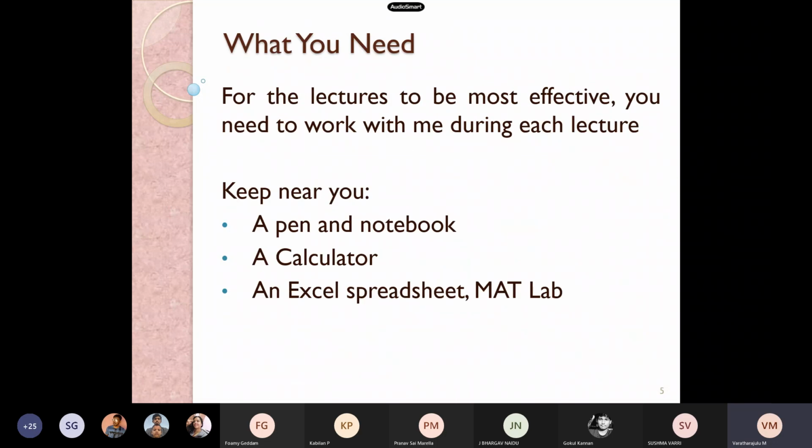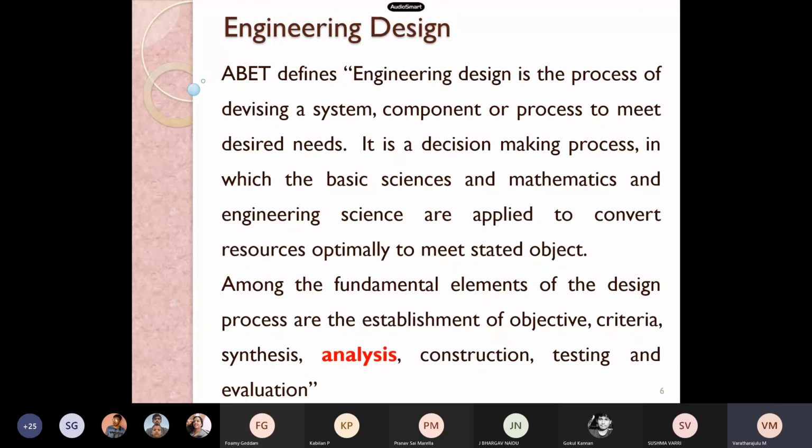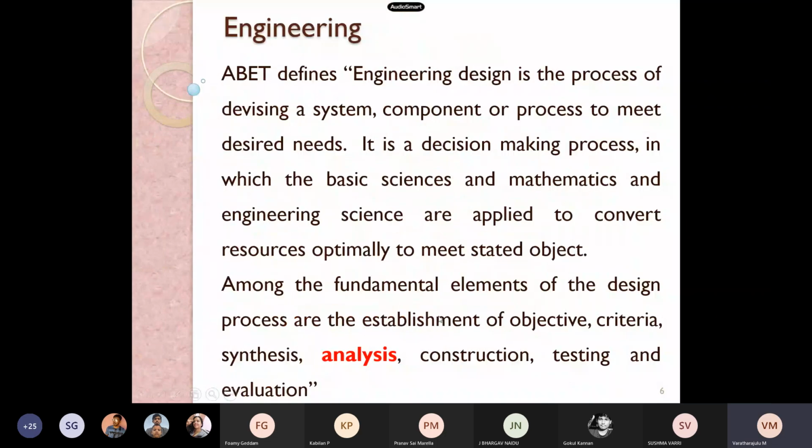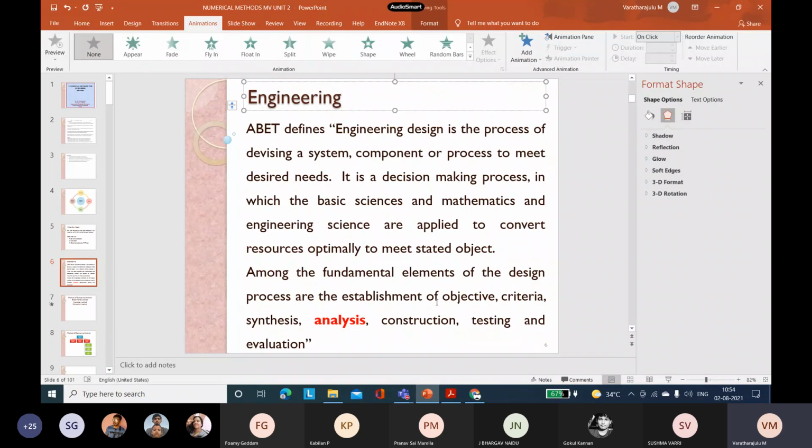And why do we need a subject titled numerical methods, and from where do we need to start the subject? I usually start the session from the engineering definition. This is a definition of engineering, not engineering design. This is a definition for engineering. ABET, the Accreditation Board for Engineering and Technology, is an accreditation board for engineering technology and engineering design. I request someone to define engineering based on the accreditation board.